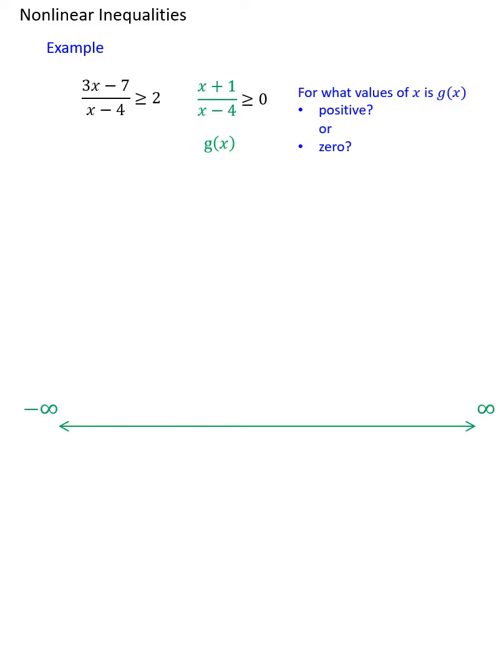So let's set up a number line and begin the investigative process to find out when g of x is either positive or 0. Well, remember, g of x, or any function of study in this topic, can only change signs when the function is 0 or undefined. So we want to ask, when is g 0 and when is it undefined?